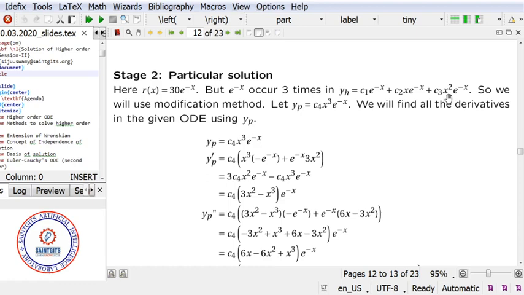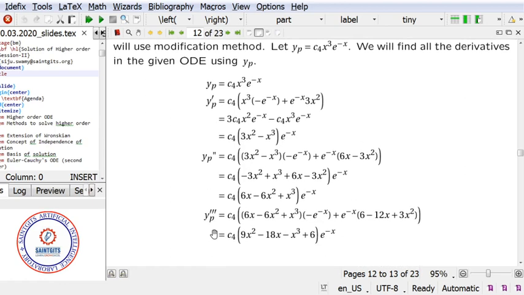That modification method is like this: we multiply the e raised to minus x term by the power of x which repeats how many times in the homogeneous solution. Here e raised to minus x repeats 3 times, so we multiply by x cube. c4 is the arbitrary constant. So the guess function yp is equal to c4 x cube e raised to minus x. The x cube is because e raised to minus x repeats 3 times. Then we calculate yp dash, yp double dash and then yp triple dash.